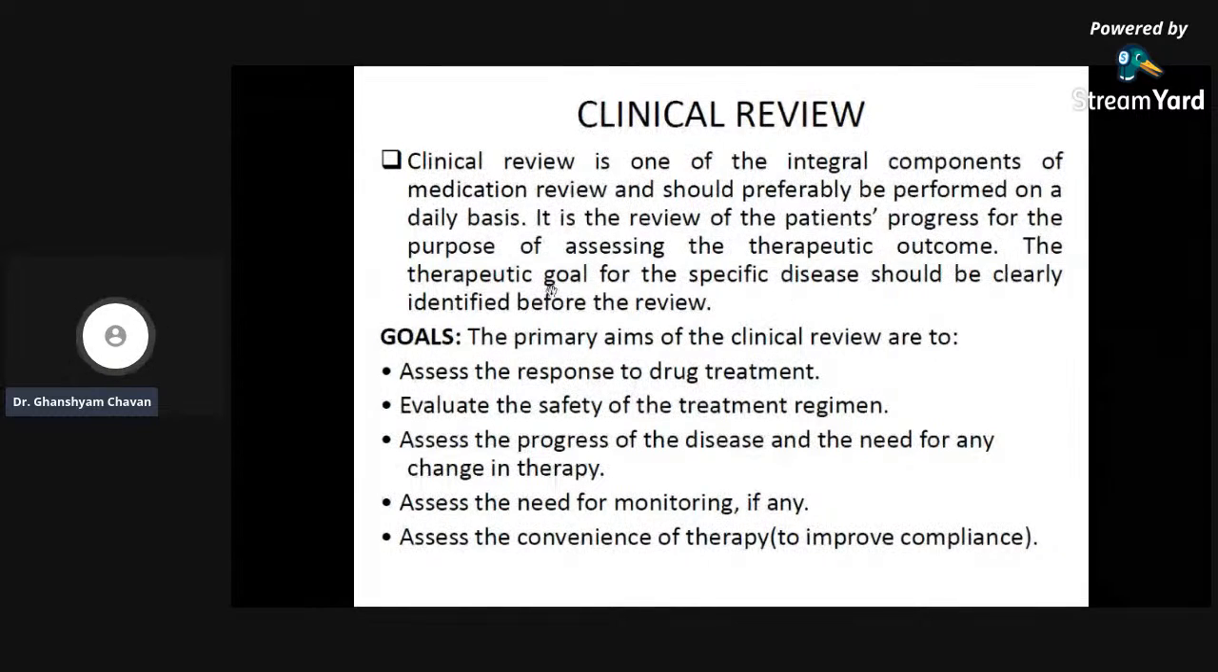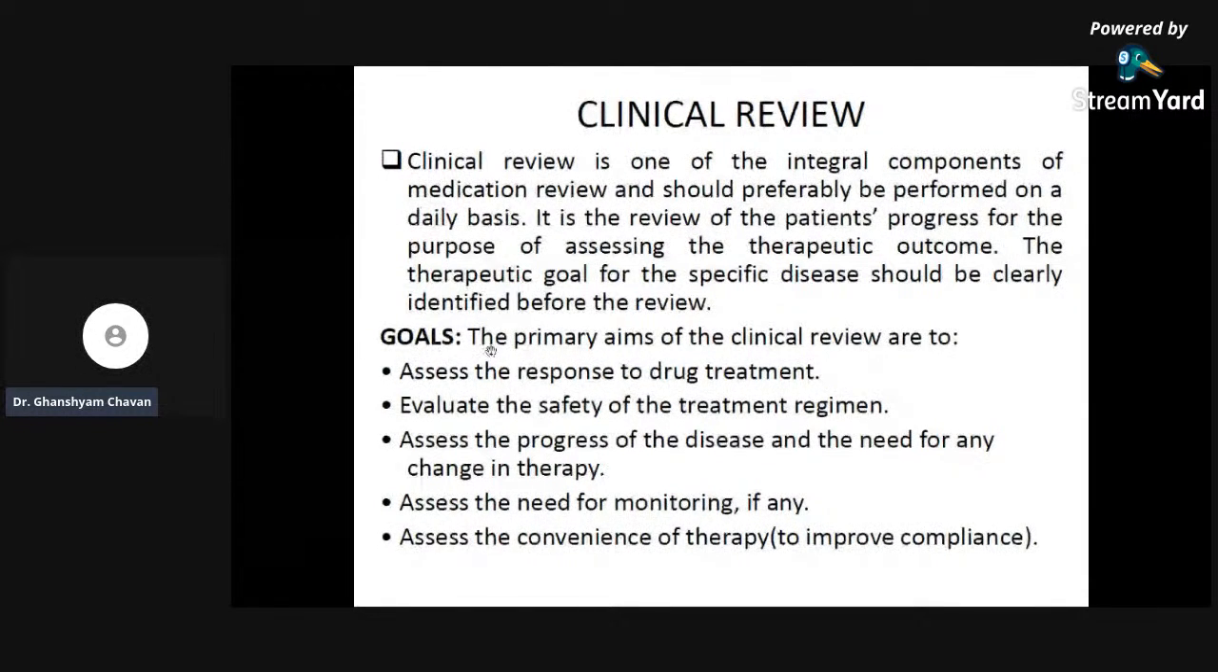The therapeutic goal for the specific disease should be clearly identified before the review. After giving the whole treatment, we should analyze and check the patient, whether any consequence or any symptom has remained or not. If the patient is completely free from the disease, and the therapy did not produce any other complications, that we should review and check. That is nothing but the clinical review. Now here we will discuss the goals of the clinical review.